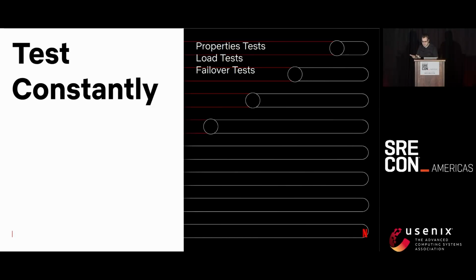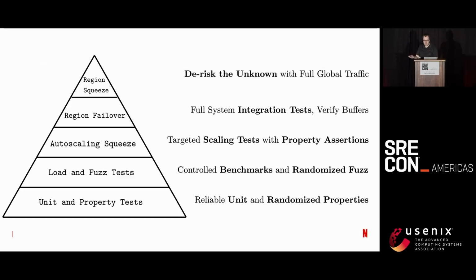I highly encourage you to test constantly. If you think one of these techniques would help, I encourage you to run a test. At Netflix, we use a pyramid of testing, ranging from things like the standard unit and property and fuzz and load tests at the bottom, all the way up to cases where we actually direct all of the traffic of Netflix to one region and see what buffers start getting exhausted that we didn't know about. We also do things like autoscaling squeeze tests, where we take a single service and we hit it with a 10x load spike, and we assert properties like, does autoscaling recover the service's success buffer within 4 or 5 minutes? So these techniques that I talked about, they really do need to be tested and continuously retested.